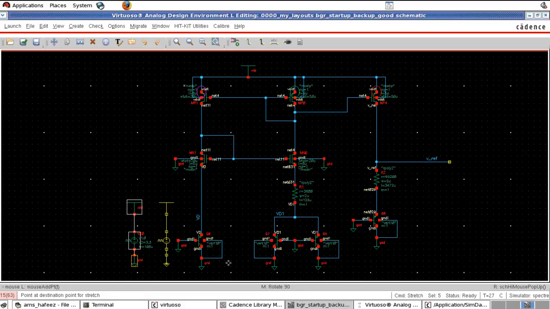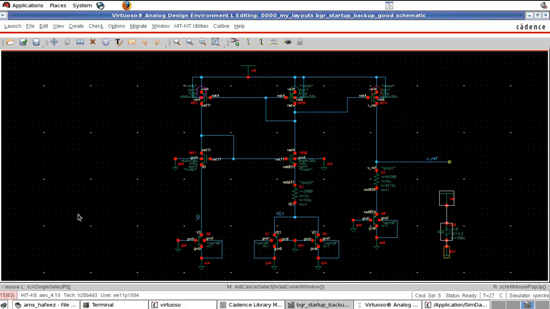So as we discussed in the theory session, we can design a startup circuit very quickly. We need an NMOS here. I am just copying the NMOS from here. The size of this NMOS is not a big design issue, because the startup circuit will function only for a small amount of time, so the size of this MOSFET is not very significant.